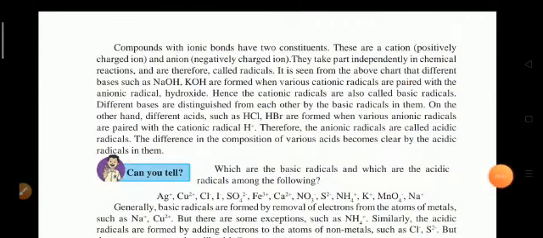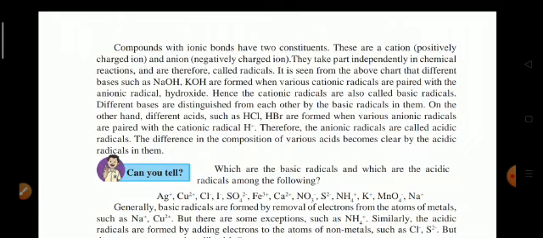Now we'll be seeing how ionic bonds are formed. Compounds with ionic bonds have two constituents. These are cation, that is positively charged, and anion, negatively charged. You have to remember what anion and cation are. They take part independently in chemical reactions and are therefore called radicals. This is seen from the above chart.